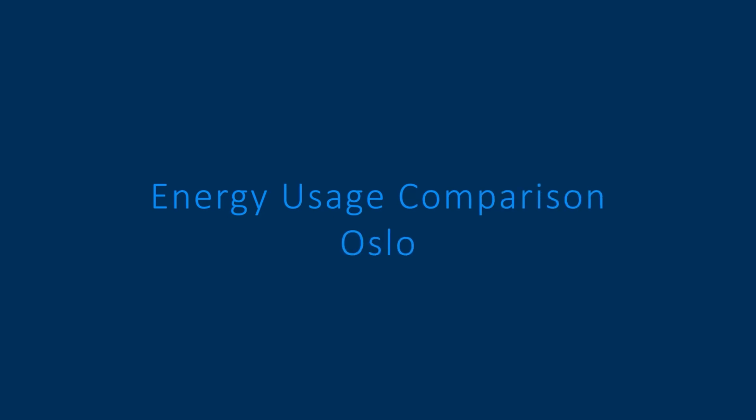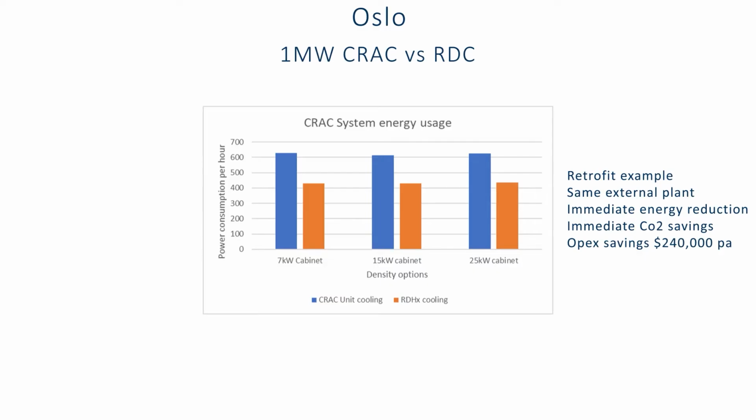In the following video, we will discuss the energy usage of a high-energy CRAC unit in comparison to the USystems ColdLogik Rear Door Cooler, also known as RDC, in Oslo. When deploying a data center in Oslo, the difference between traditionally designed CRAC units and ColdLogik RDC systems can be drastic even when using the same external plant. In this example, the ColdLogik RDC system enables over 30% lower energy consumption.